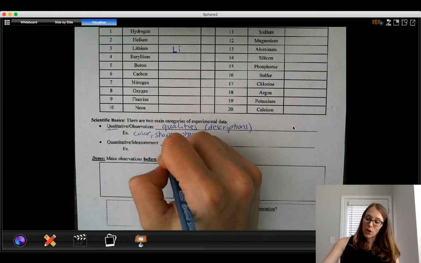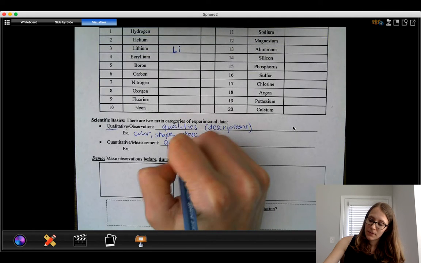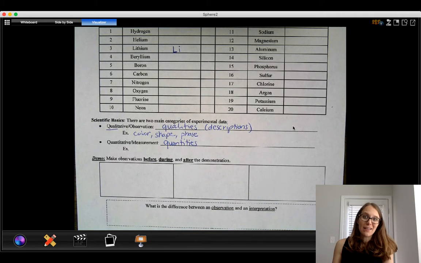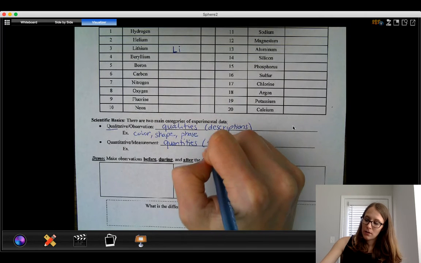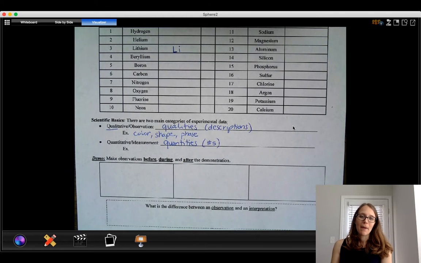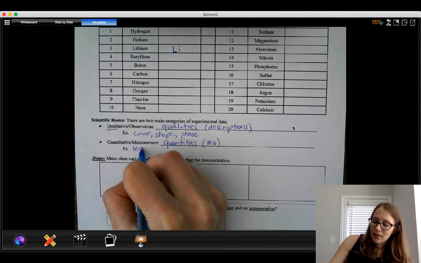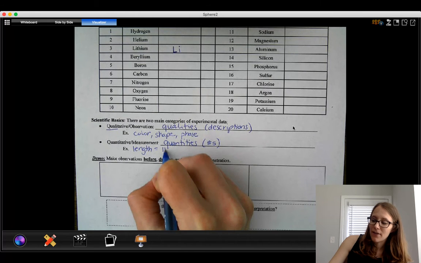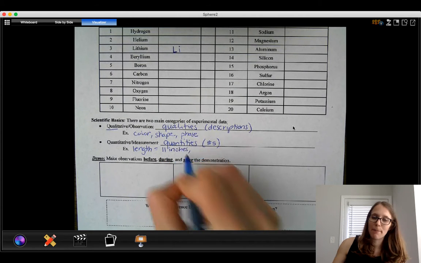Quantitative sounds like quantities. And for quantities, this means numbers. So instead of just saying my paper is white and rectangular, I might need to get a ruler and measure the length of the side. This piece of paper is 8.5 by 11 inches. So we might measure that the length of this paper is 11 inches, for example.